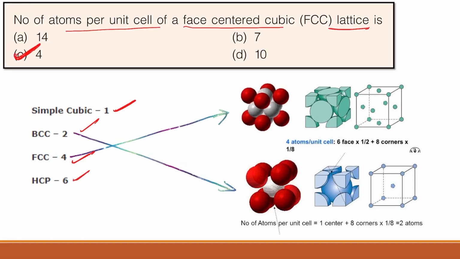As you can see here, for BCC the number of atoms per unit cell is 2 atoms. For FCC the number of atoms per unit cell is 4, as you can see here, the number of atoms per unit cell is 4.